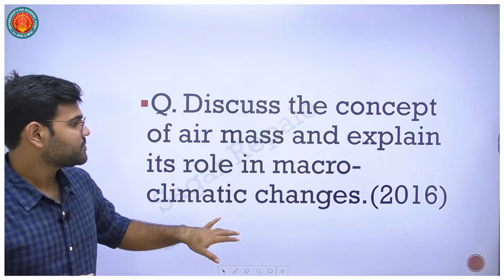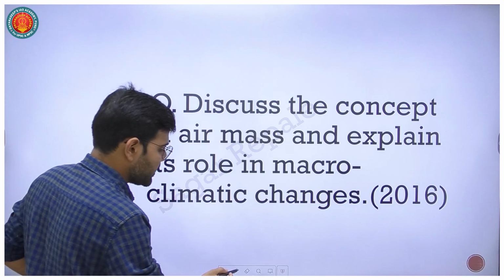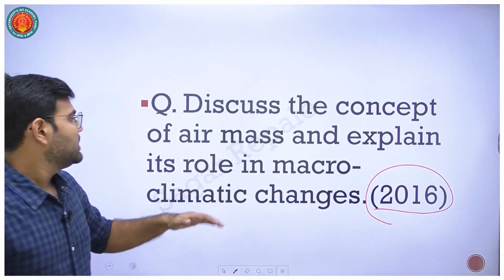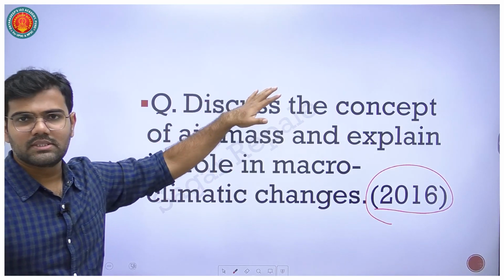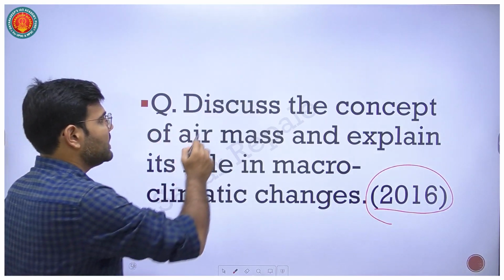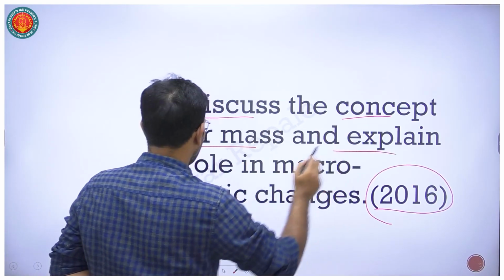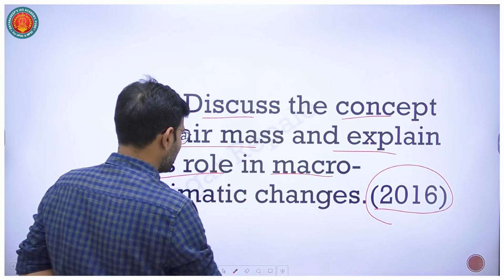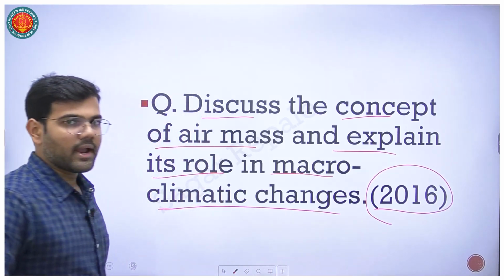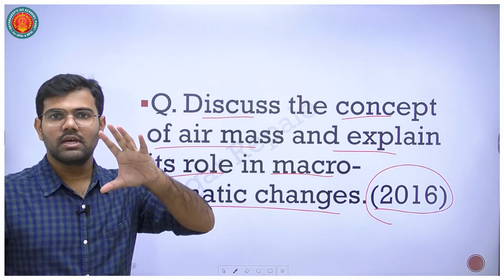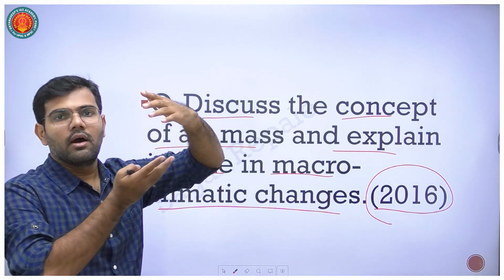Next question is from 2016. So the first question was from oceanography. This question is from climatology. What they are asking: discuss the concept of air mass and explain its role in the macro climatic changes. So here again there are two questions. You need to cater to both the questions. This is very important. You should show what they are saying.